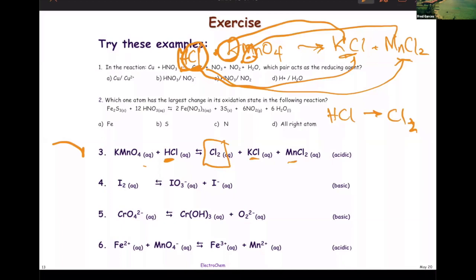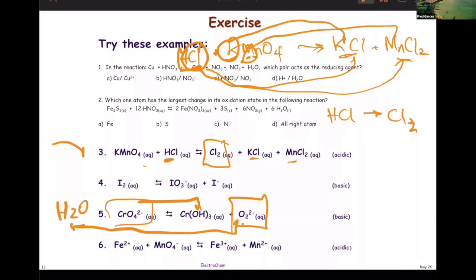One more thing right here. This goes to chromium. Then the question is, well, oxygen. I don't see any oxygen here, but you've got to remember water is an abundant chemical. So water is what produces that. This is called a superoxide, because if you take a look at the oxidation state on that oxygen, each oxygen is a -1. But that's two half reactions: CrO4 going to chromium trihydroxide, and water going to O2 -2.